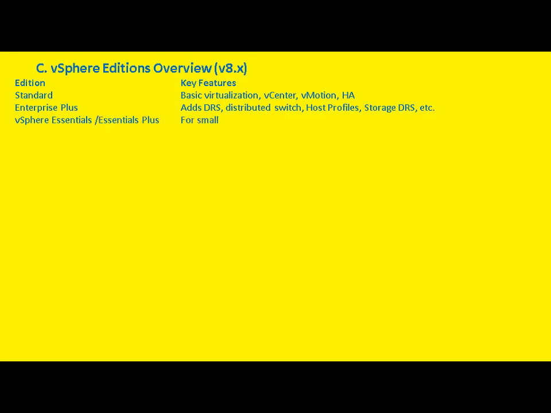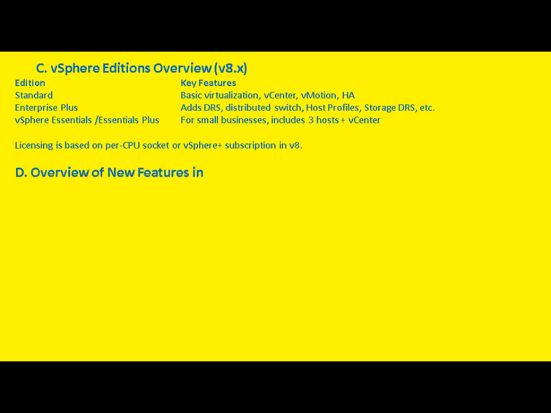And the next edition is vSphere Essentials or Essentials Plus. It is suitable for small businesses, includes 3 hosts plus vCenter. So depending upon your company size or enterprise size, you can choose the suitable edition for your company. The licensing for these vSphere editions is based on per CPU socket or vSphere Plus subscription in version 8.